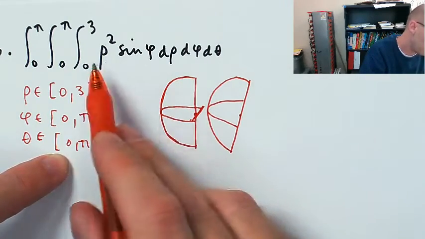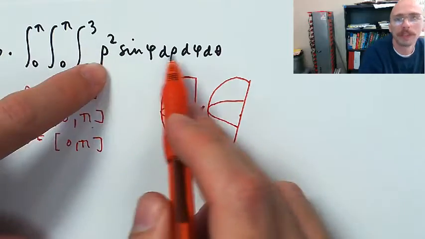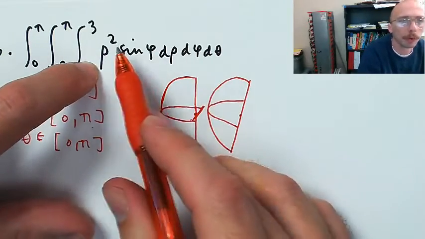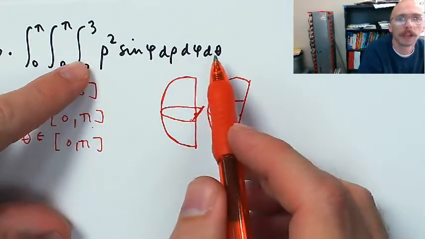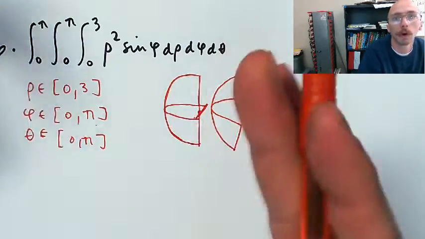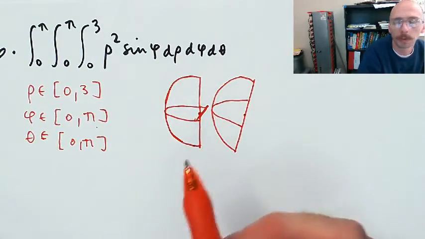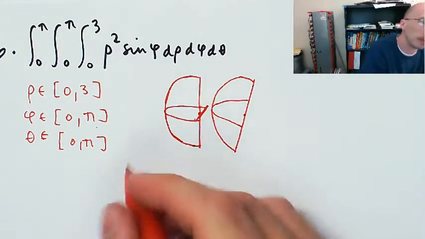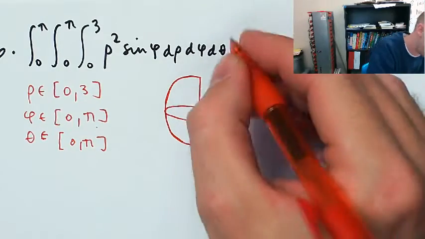As a result, the volume, which is a triple integral of dV, that was the other thing I was going to point out, rho squared sine of phi d rho d phi d theta, that's just a big expression for dV, and if you triple integrate dV, you get the volume. So it's going to be the volume of this half sphere, which is 36 pi divided by 2, which is 18 pi.